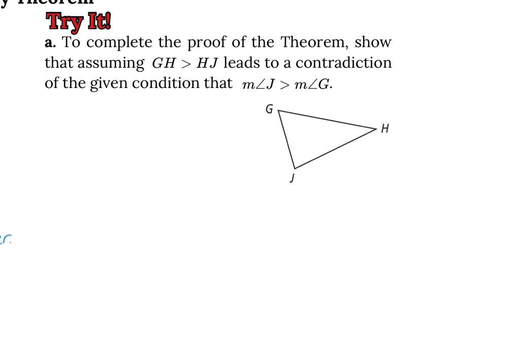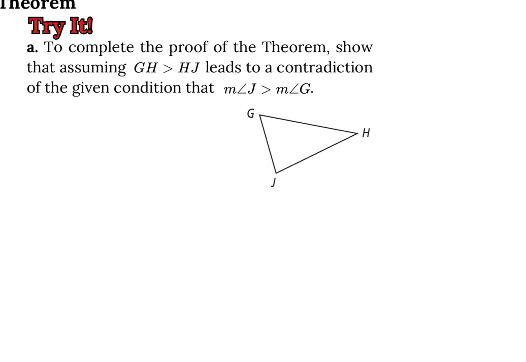All right, so try it. To complete the proof of the theorem, show that assuming GH is greater than HJ leads to a contradiction of the given condition that the measure of angle J is greater than the measure of angle G. So we're going to do a similar proof.